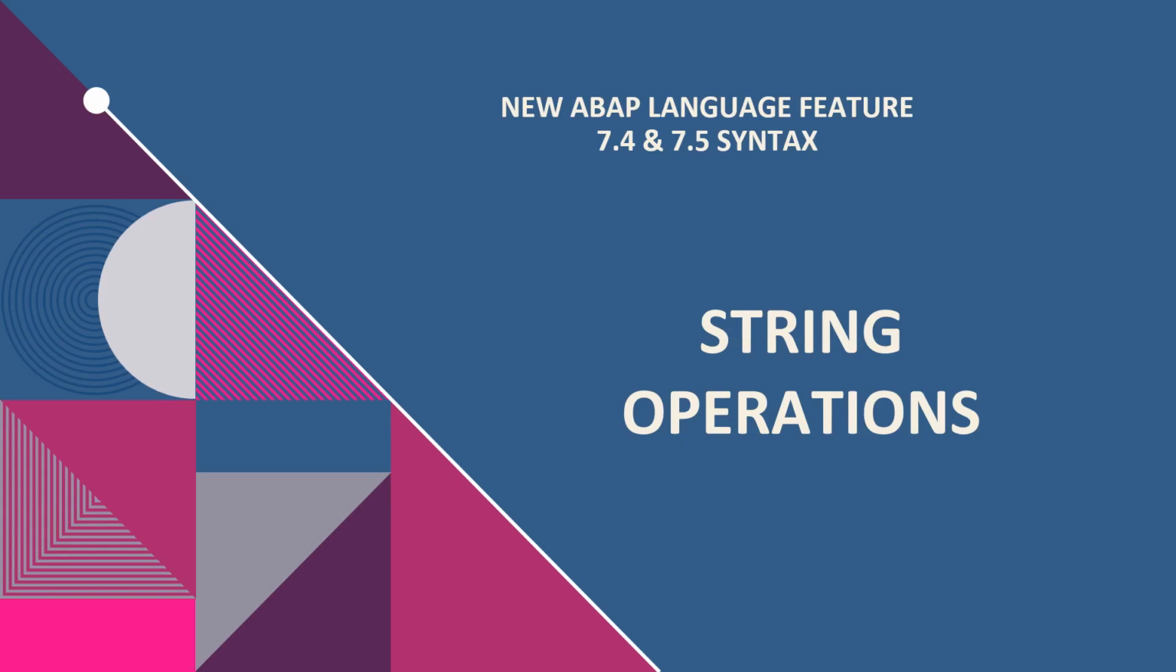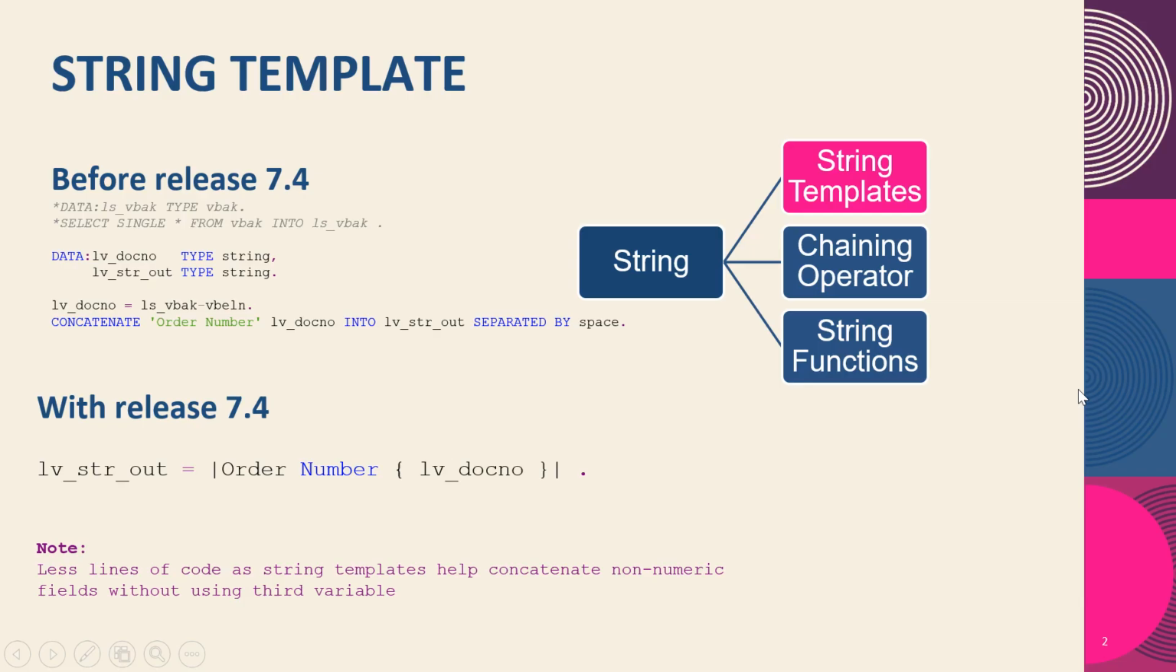Hello, in this session, I'll be explaining string operations introduced in 7.4, 7.5 syntax. Basically, string operations are divided into three categories, mainly string templates, chaining operator, and string functions. String templates help to concatenate non-numeric fields without using a third variable.